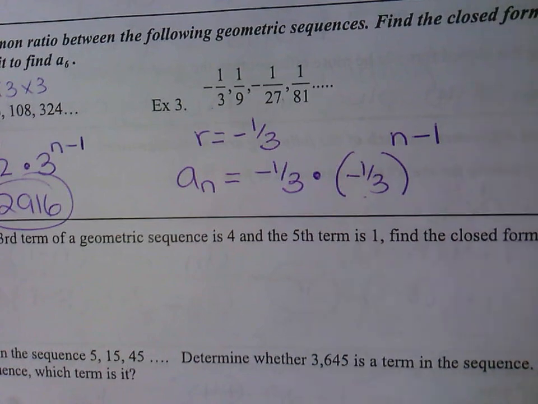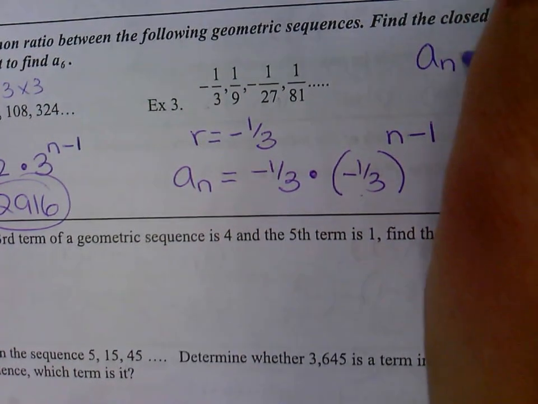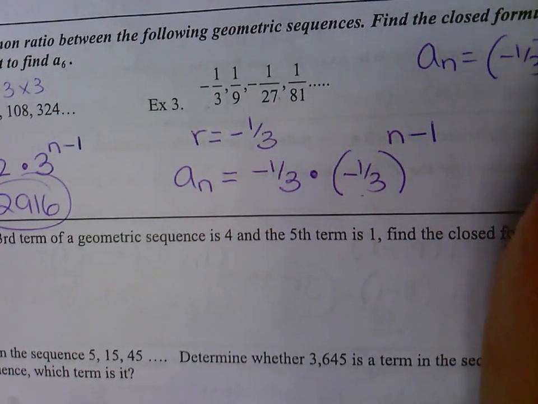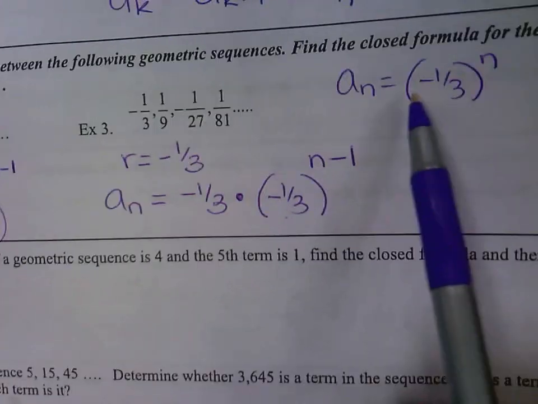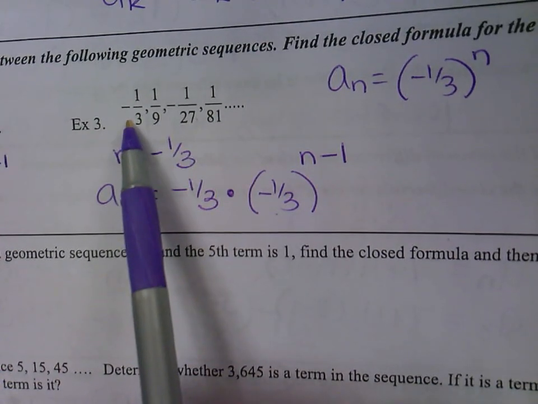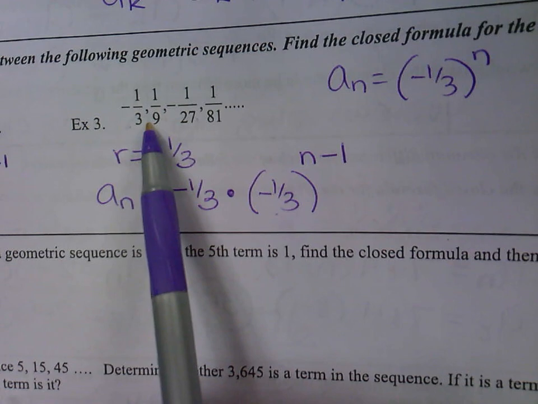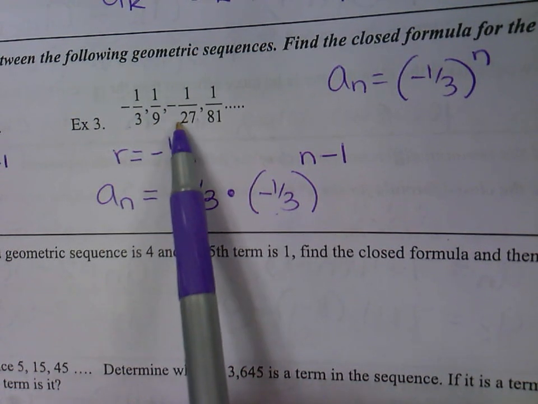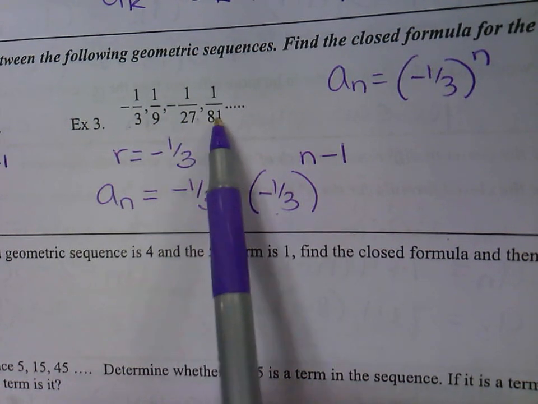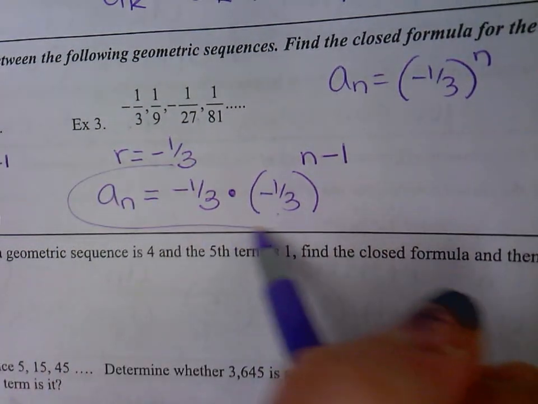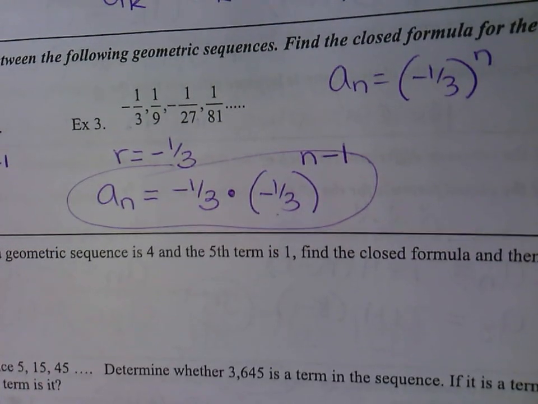The shortcut would be a sub n equals negative 1/3 to the n, because this is just negative 1/3 to the first power. This is negative 1/3 squared. This is negative 1/3 to the third power. But if you're more comfortable with the same closed formula every time, feel free to do that. I only have to go to a sub 6.